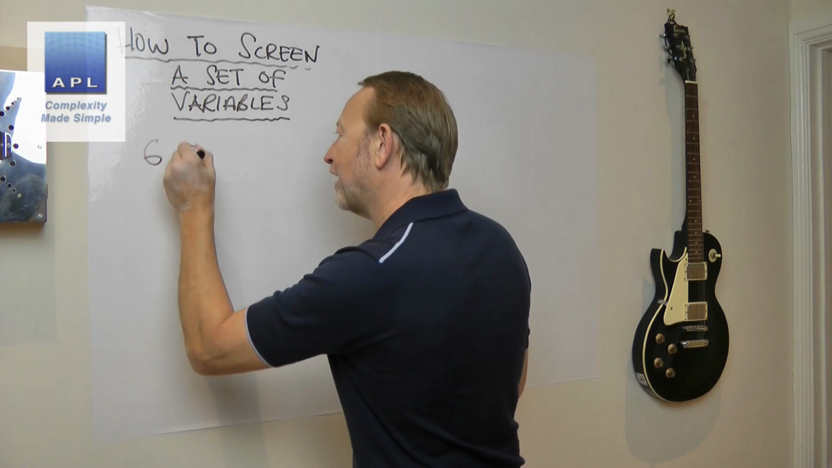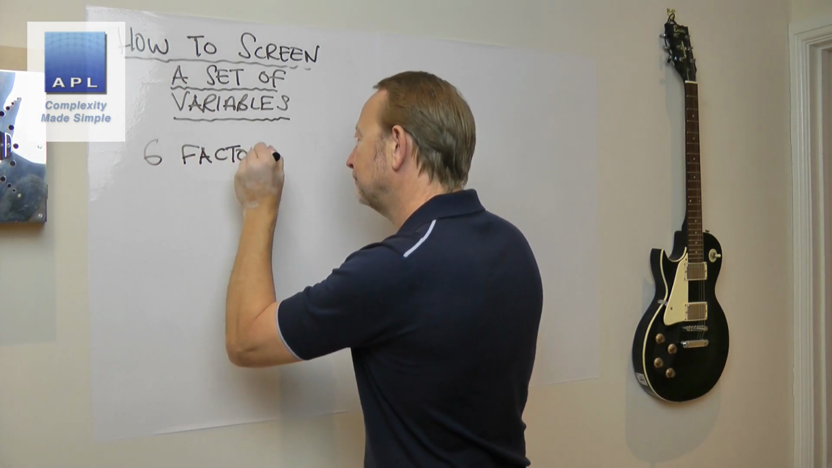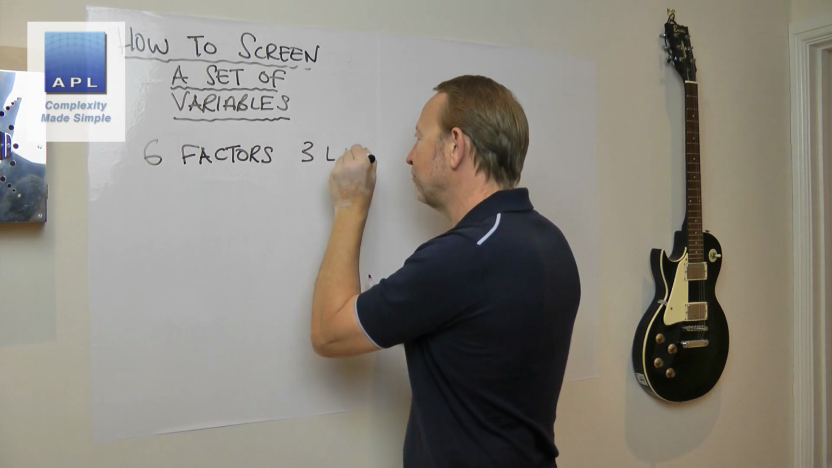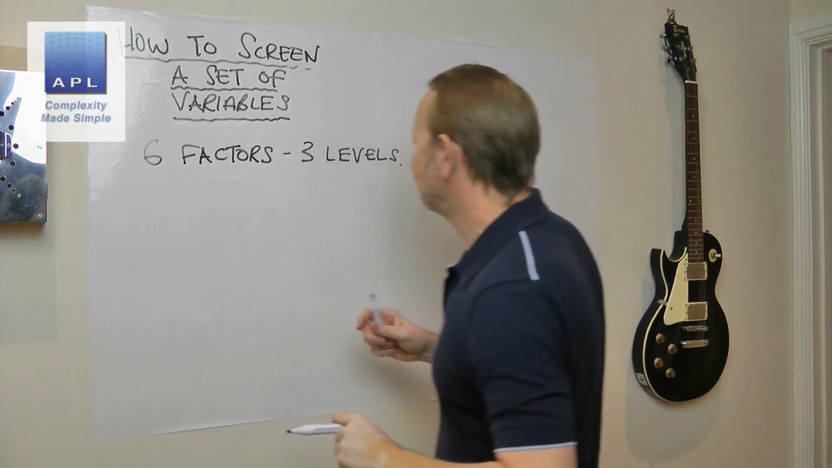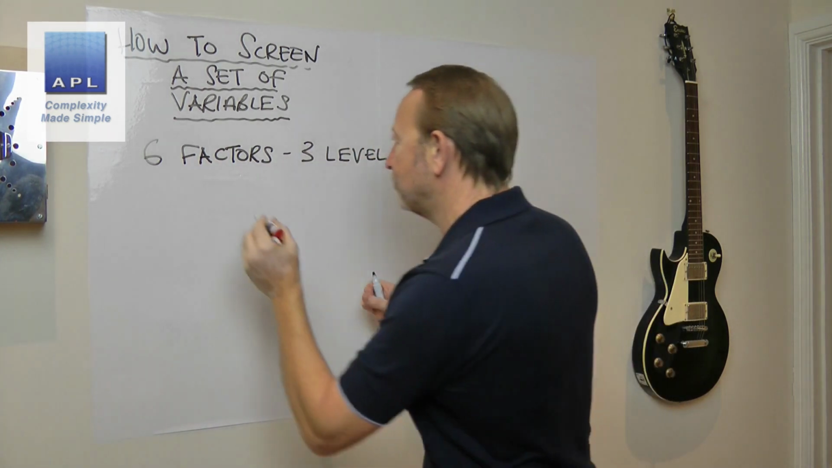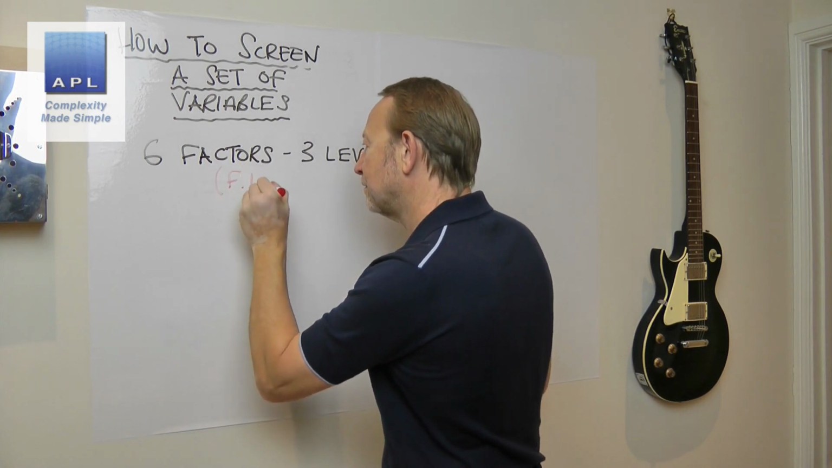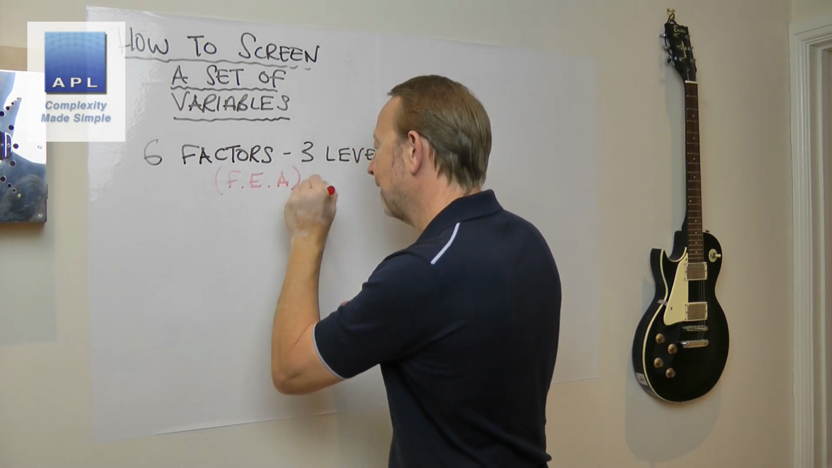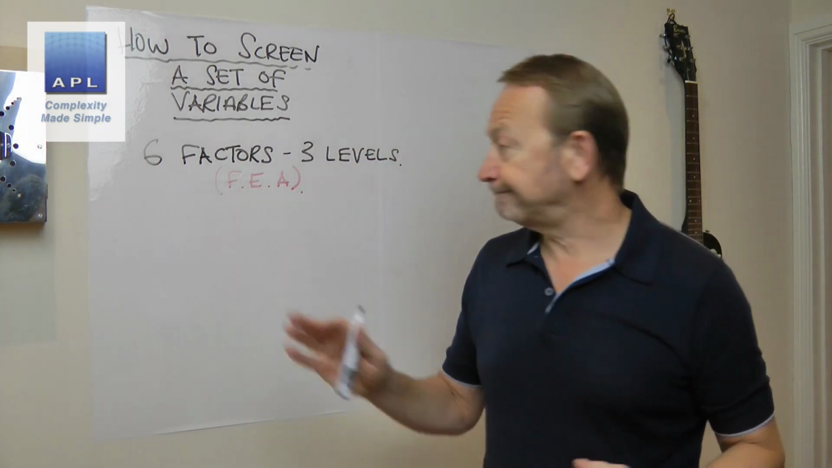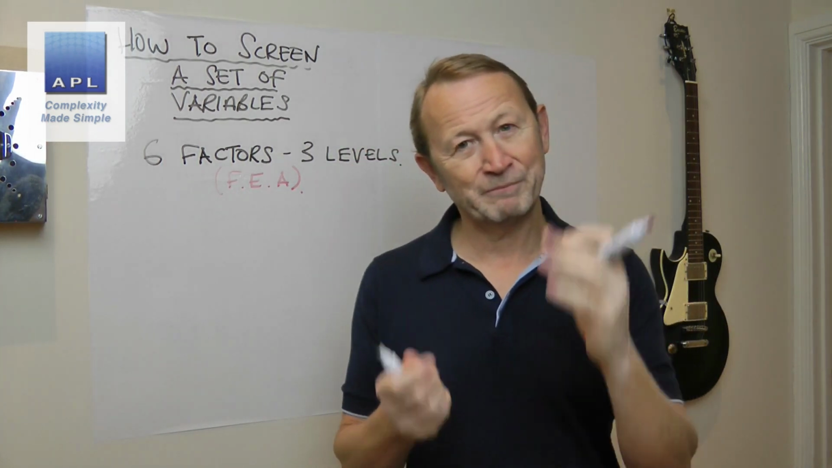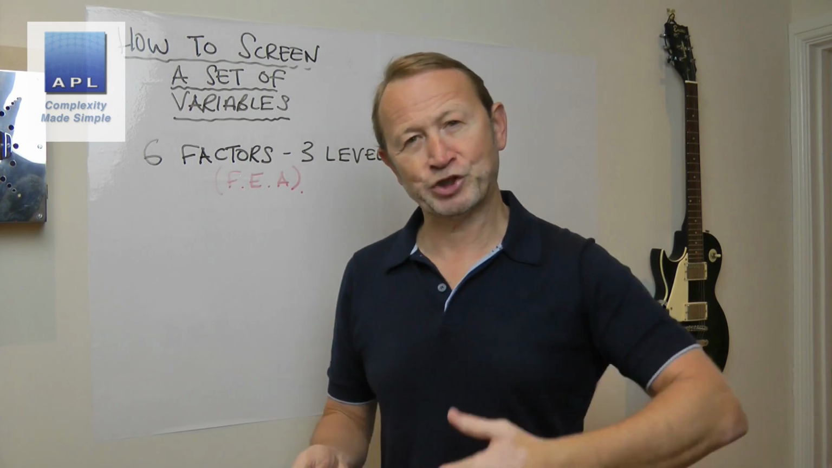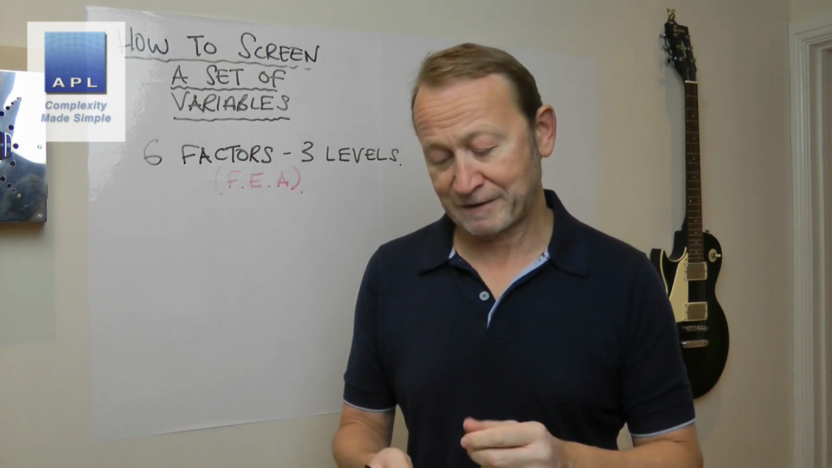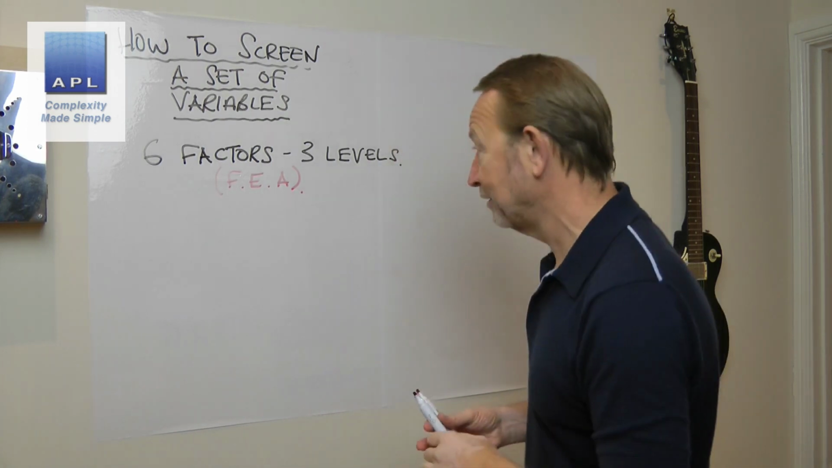We say we've got 6 factors. And he says he wants to test them at 3 levels. Okay, so I'm just going to accept that. 6 factors at 3 levels. And the other thing he's telling me is he's doing it on finite element analysis. So he's doing this on a computer. All right, so it's not a process, it's not a machine. We're not having to go out and work hard to set the machine up.